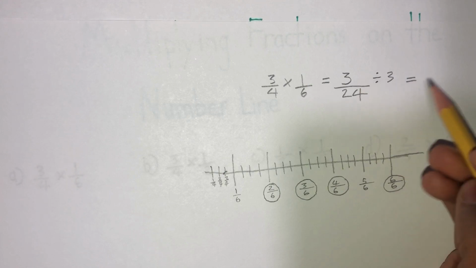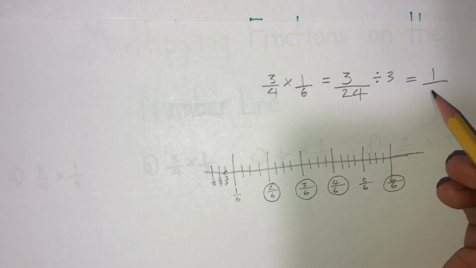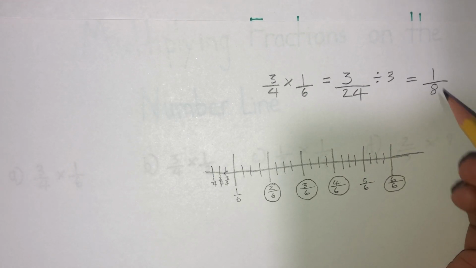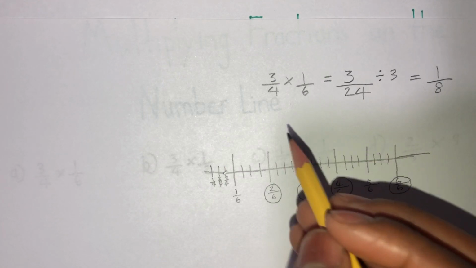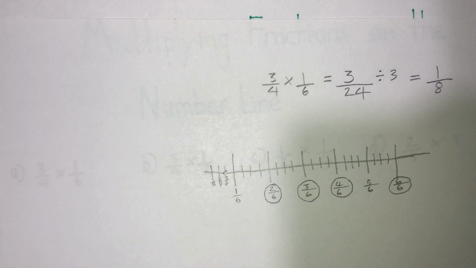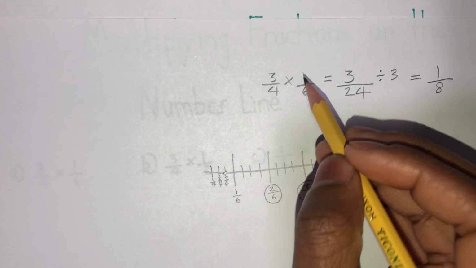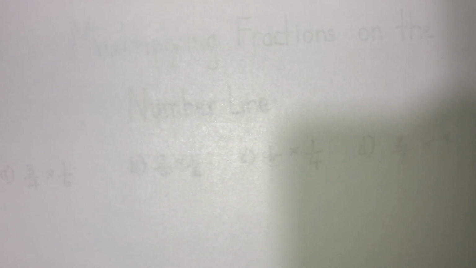3 into 3, 1 times. 3 into 24 goes 8 times. Therefore, 3/4 of the distance to 1/6 is 1/8, or 3/4 times 1/6 is 1/8. Now, let's look at the reverse of that problem.